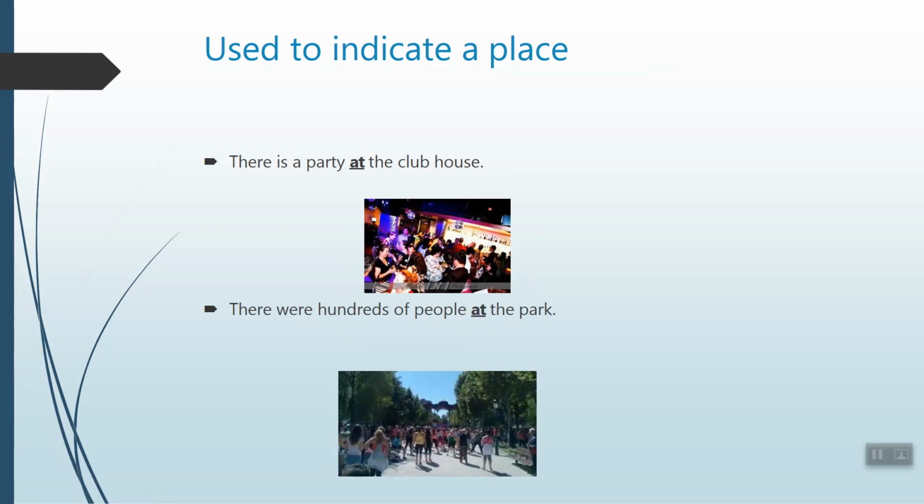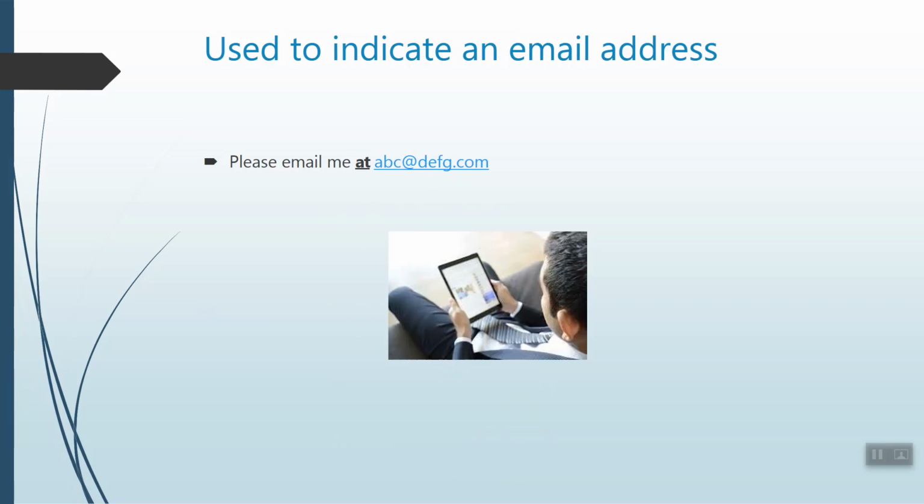Used to indicate a place. For example, there is a party at the clubhouse. There were hundreds of people at the park. You see? Can use it to indicate a place.